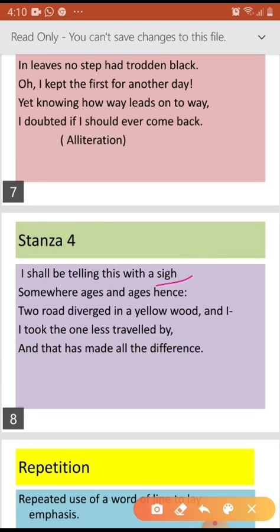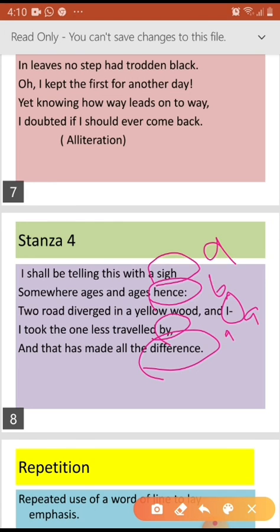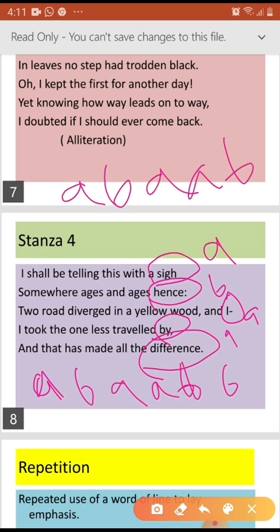Here in the rhyming scheme, sigh is rhyming with I and by, and hence is rhyming with difference. So A B A A B. Understood? So the rhyming scheme over here is A B A A B. Now in all four stanzas there is the same rhyming scheme. The entire poem has the same rhyming scheme, that is A B A A B.